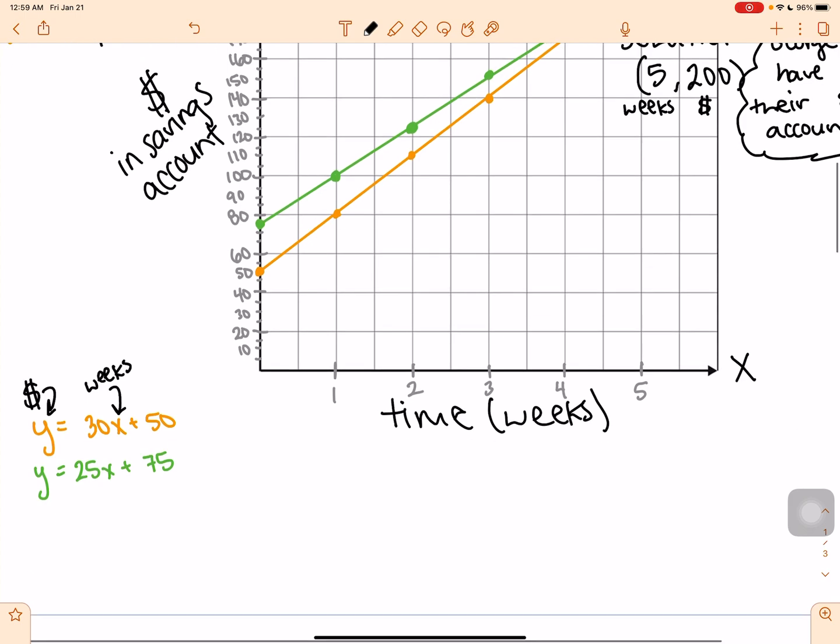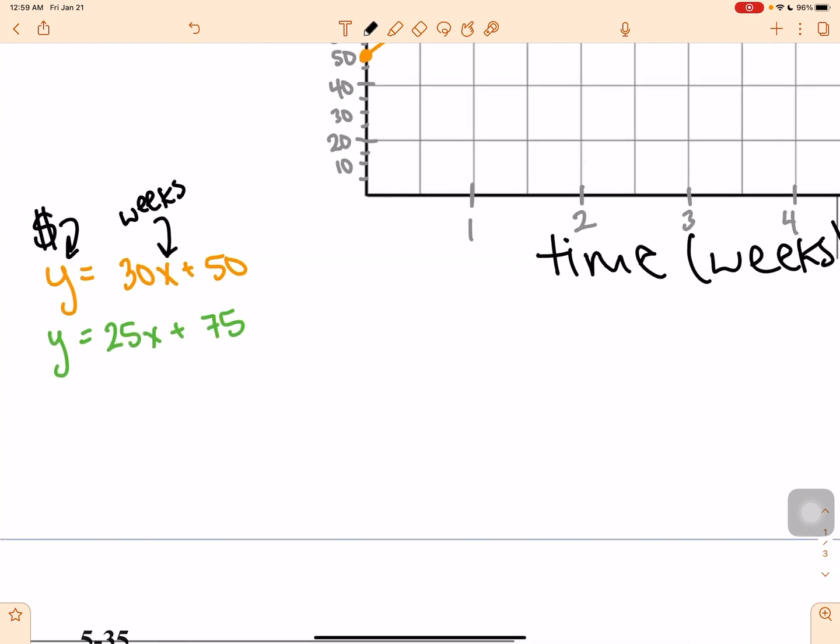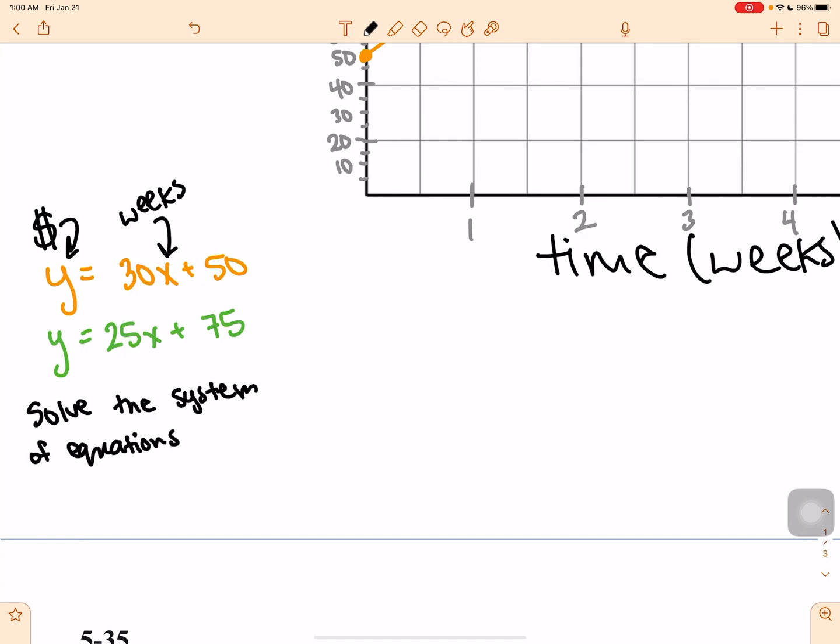So what you can do is solve the system of equations. So I'm going to say solve the system of equations using equal value method. We need to know when they're going to have equal values.